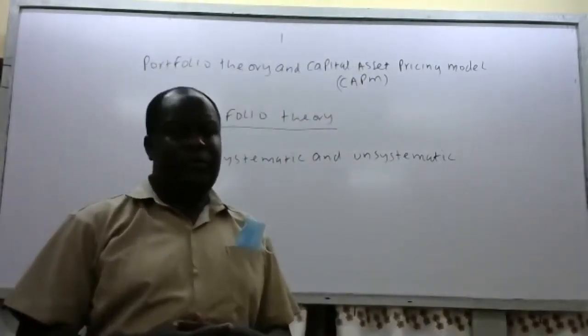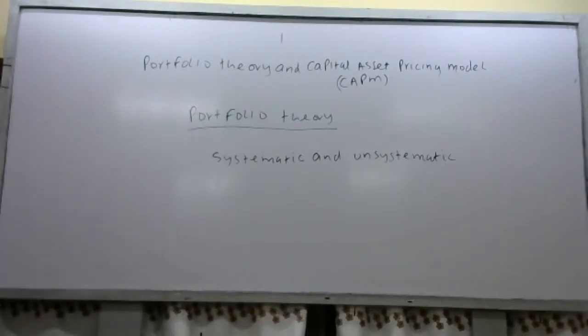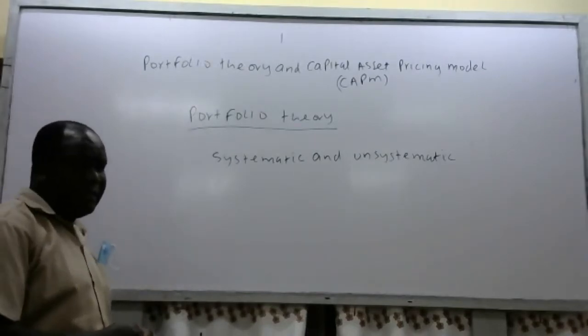We got number 2 as unsystematic risk. We also check the next one as the unsystematic risk.